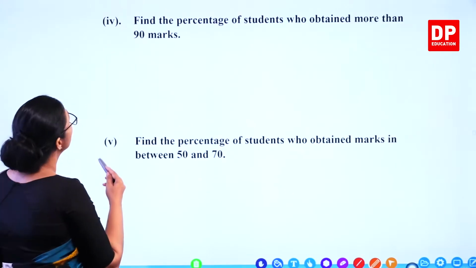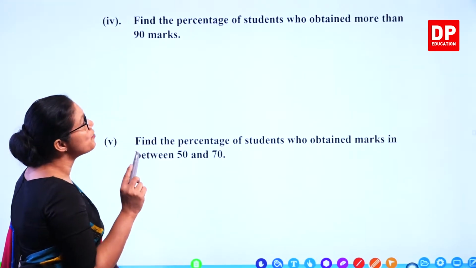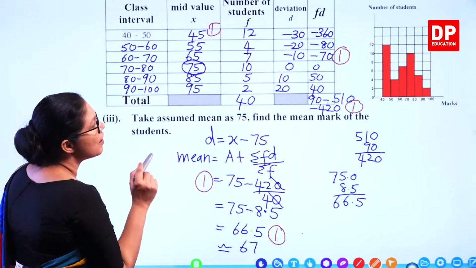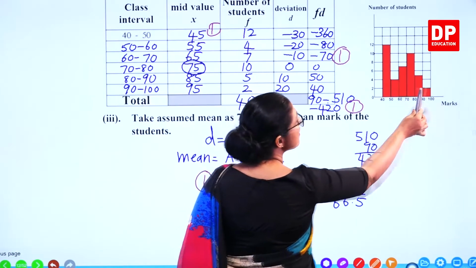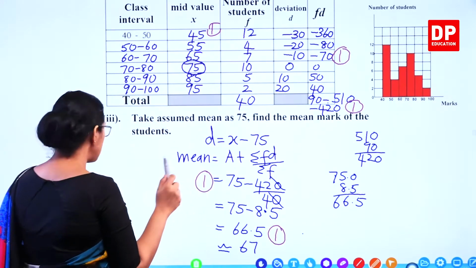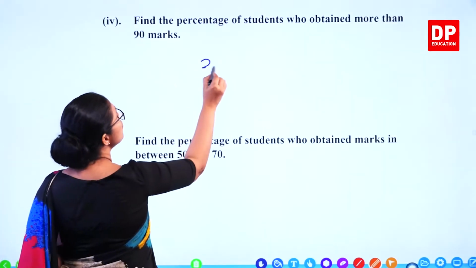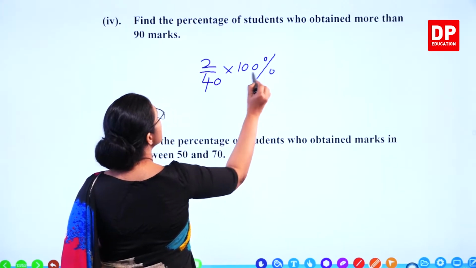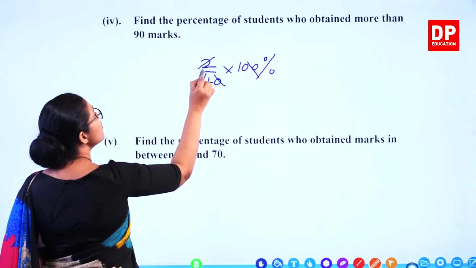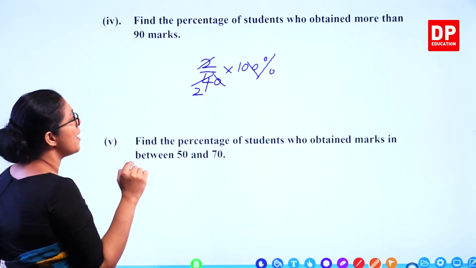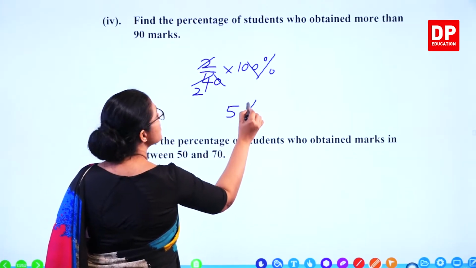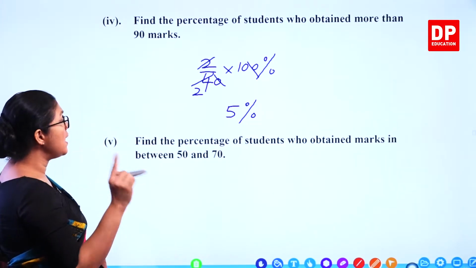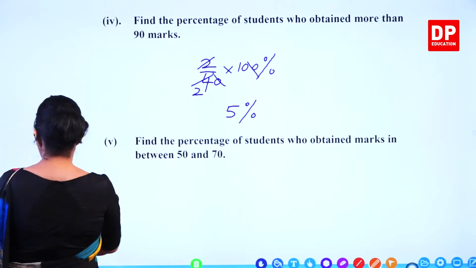Then next one, find the percentage of students who obtain more than 90 marks. So we have to refer to the graph. More than 90 marks: 2 students out of 40. So we can write 2 students out of 40 as a percentage. You multiply by 100%. 0, 0 get cancelled out here. 10 divided by 2, 5% students.